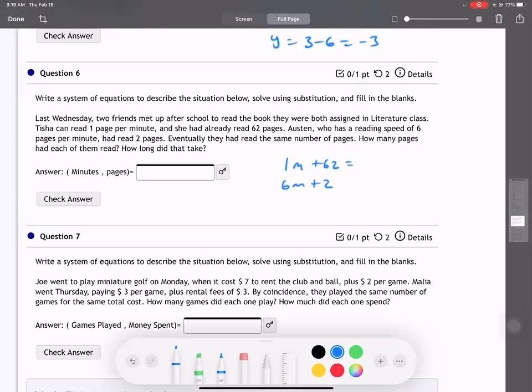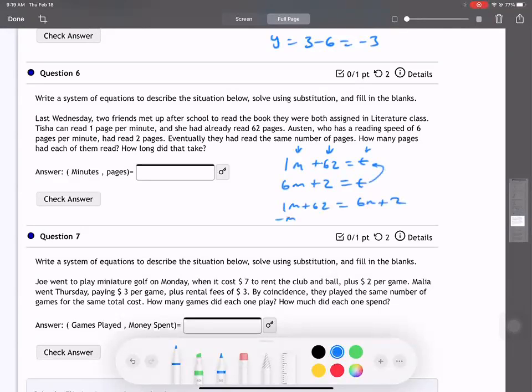So we're looking for this equation, it gives you a total number of pages read. If I read so many minutes plus the pages I read before, that will give me my total pages. So this equation seems to work, and we've done several of these both on IXL and in the test practice. Since we're saying for them to be substitution, hey, it equals each other. 1m plus 62 is equal to 6m plus 2.